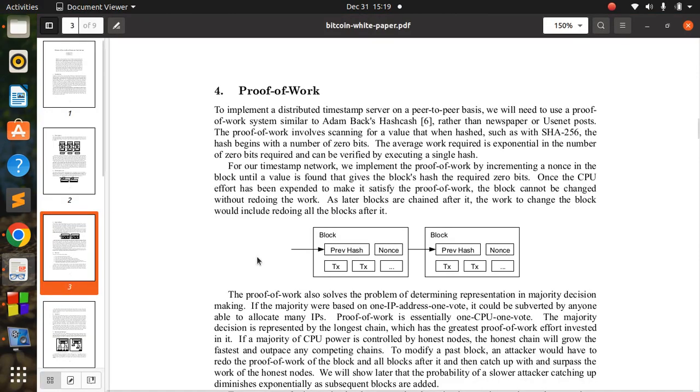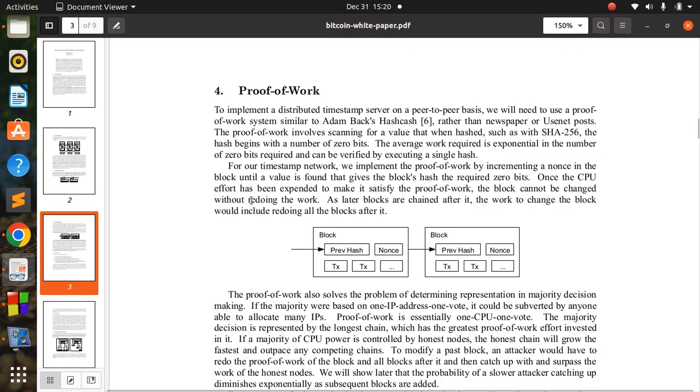So, for our timestamp network, we implement the proof of work by incrementing a nonce. They increase it by 1, which is 32 bits, in the block until a value is found that gives the block's hash the required 0 bytes. There's a required 0 byte it has to get to before it is valid. So the first computer that finds the required 0 bytes gets a financial reward. Remember that I explained this in what is blockchain. It gets that financial reward, in this case Bitcoin.